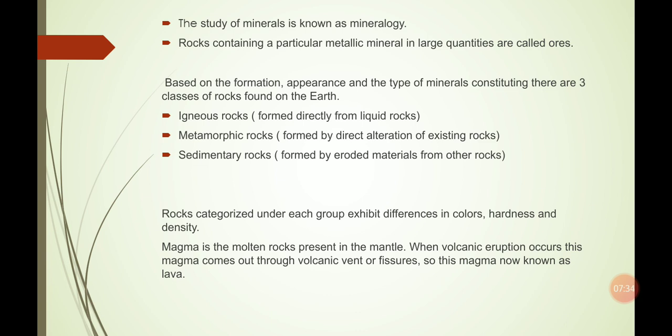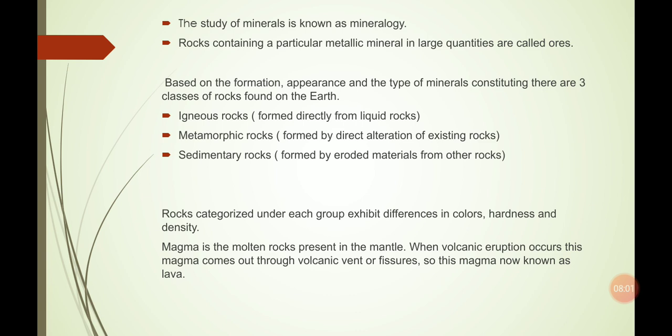Now some more points are given. Rocks categorized under each group exhibit a different color, hardness and density. So whatever rock is found on the earth's surface, they have different color, they have different hardness. Hardness means some rocks are softer than the others, and for density, some rocks have the lowest density, some rocks have the highest density.